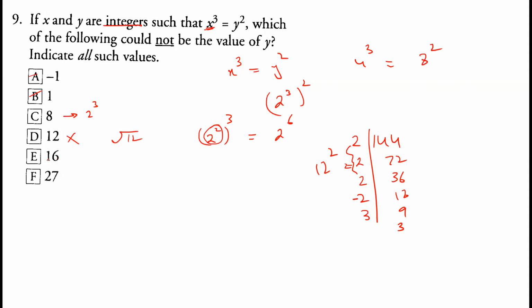Now, let's suppose 16. So, 16 can be written as 2 raised to power 4. So, y squared would be 2 raised to power 4 squared. So, this can be 2 raised to power 8. Now, x cube. Now we have 2 raised to power 8. In order to have 8 as the exponent, this would be 2 raised to power 8 divided by 3. Now 8 divided by 3 will not give us an integer.